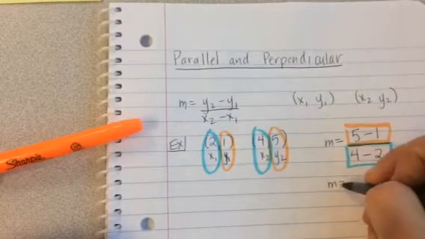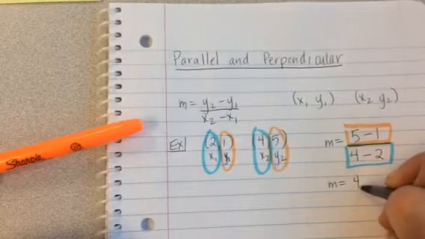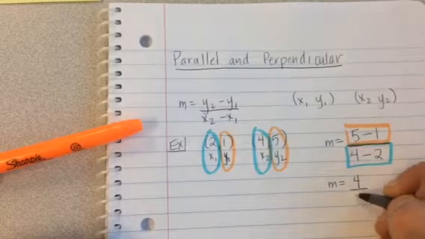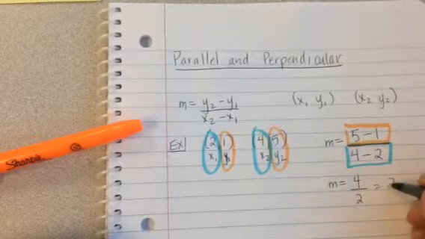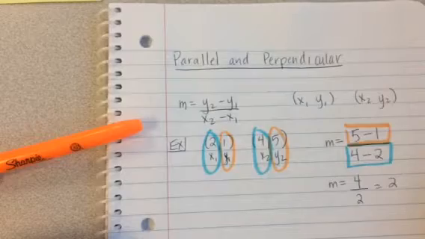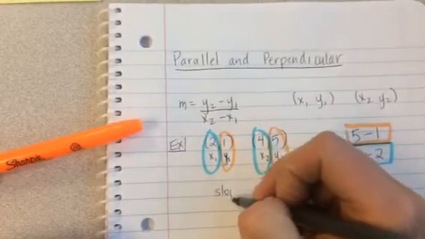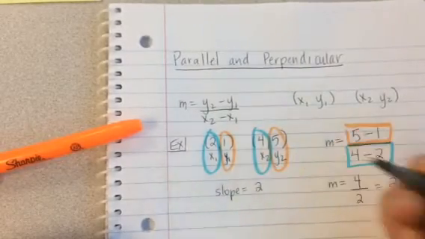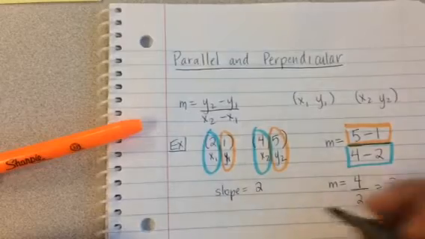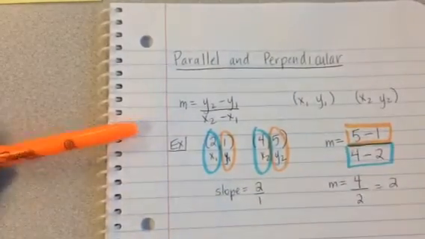Then I just simplify. 5 minus 1 is 4. 4 minus 2 is 2. This simplifies to 2. So the slope is 2. You can also write that as 2 over 1, if that makes more sense to you.